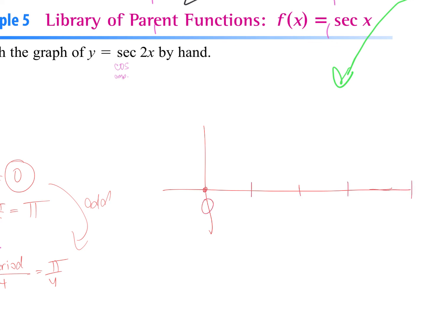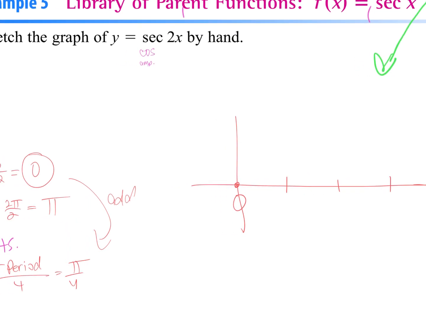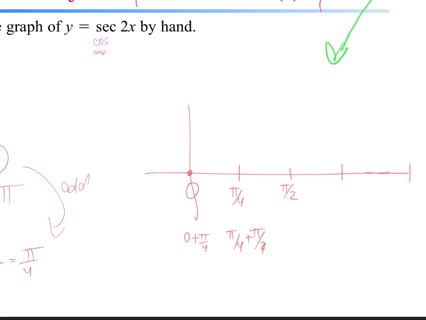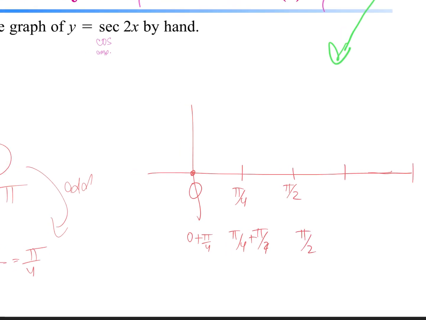My first tick mark, if I say 0 plus pi over 4, I'm at pi over 4. So if I take pi over 4 plus pi over 4, I'm at 2 pi over 4, which is pi over 2. So then I'm going to say pi over 2, which is 2 pi over 4, plus pi over 4, gives me 3 pi over 4. Then I add 3 pi over 4 plus pi over 4, and that's going to bring me right here to pi.